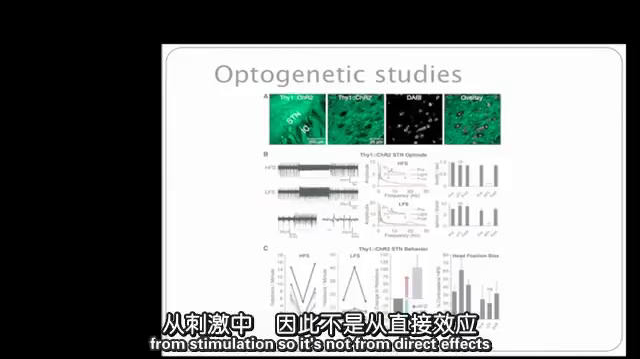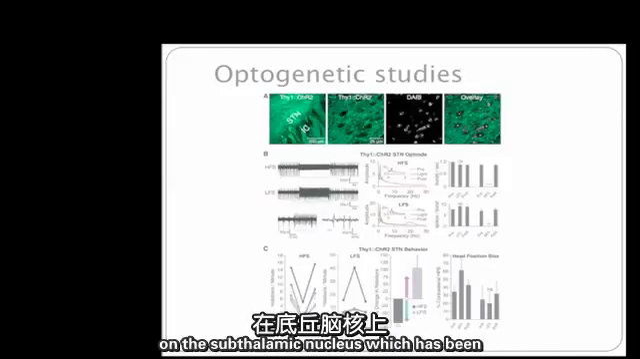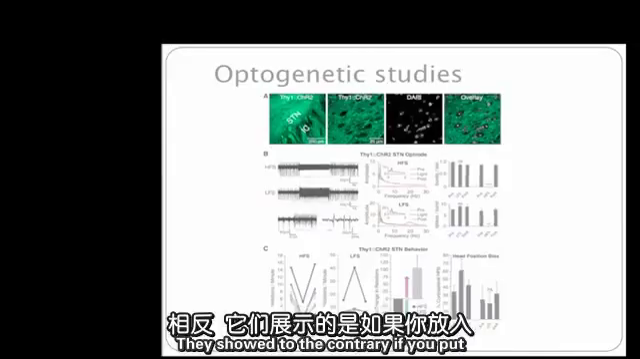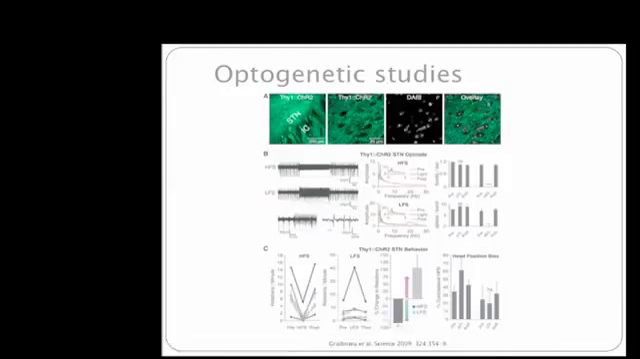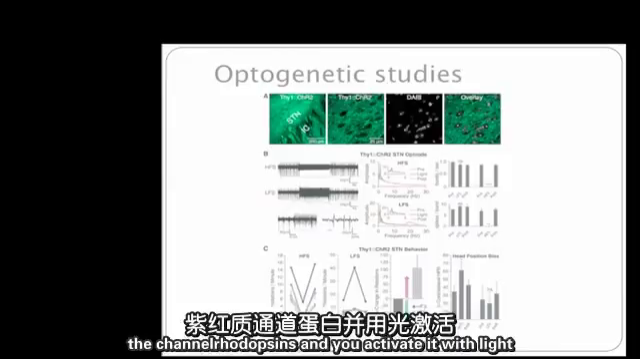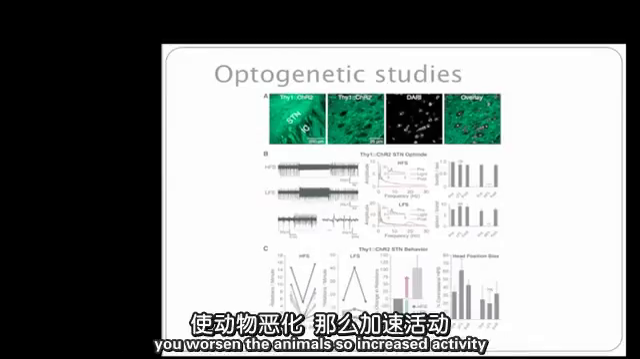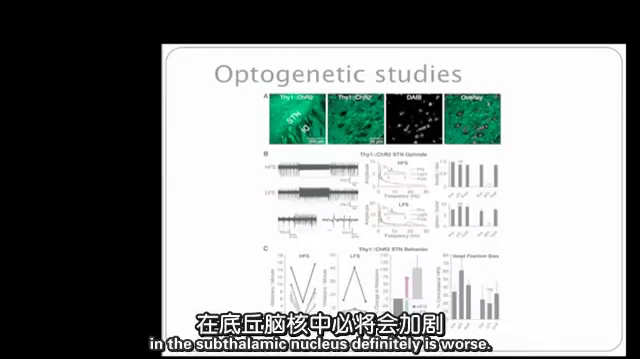So it's not from direct effects on the subthalamic nucleus, which has been the prevailing theory from the outset. They showed, to the contrary, if you put in the channelrhodopsins and activate them with light and cause increased subthalamic nucleus activity, you worsen the animal. So increased activity of the subthalamic nucleus is definitely worse.